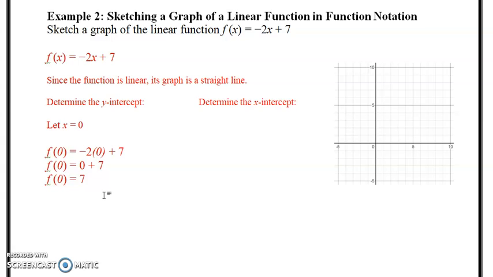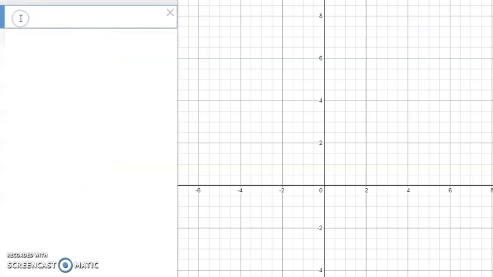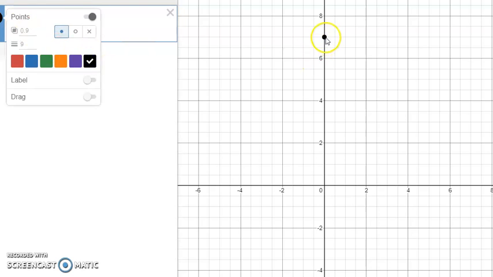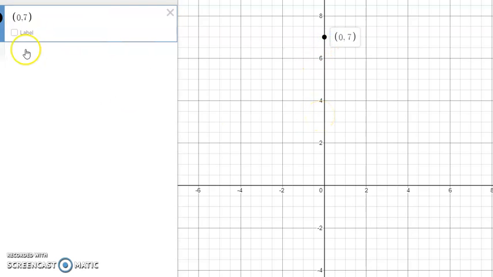So the y-intercept is 7. So we go up to a point here. I'll show this on the Desmos graph. So this point is going to be 0 and 7, right? The y value is 7, and then we have this coordinate right here. There it is, 0 and 7, okay?